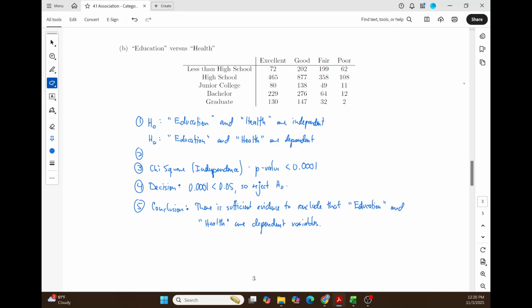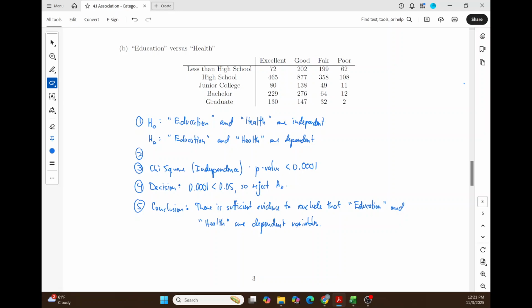I'll let you pause the video and do those things. So here's my solution. We're rejecting the null. We have a small p-value, right? So there's sufficient evidence to conclude that education and health are dependent variables. They're contingent, right? Now, this is a good example of where the logic could flow in either direction.